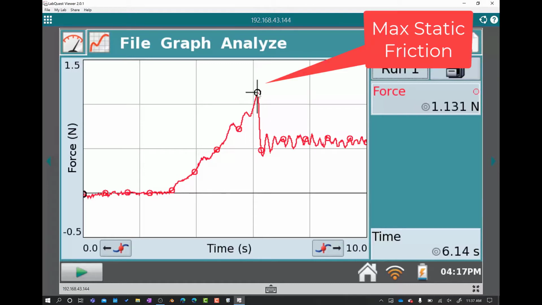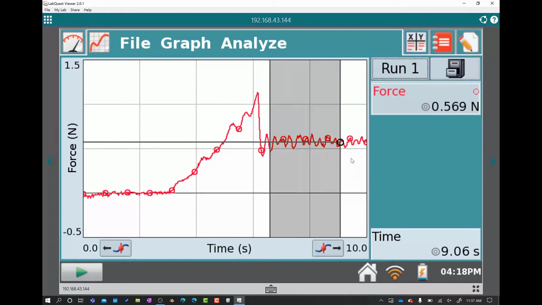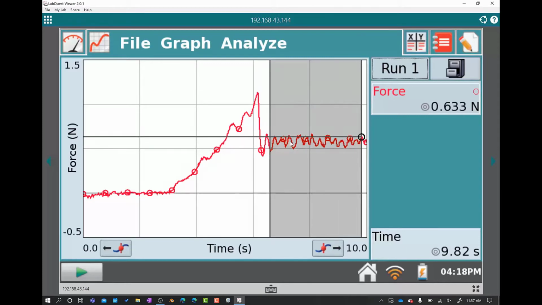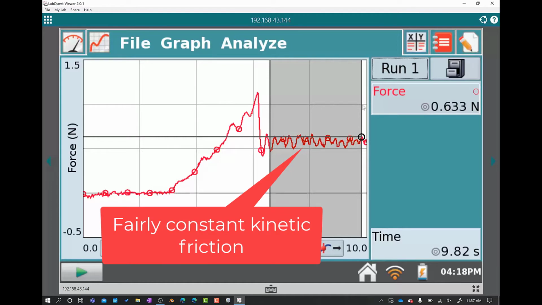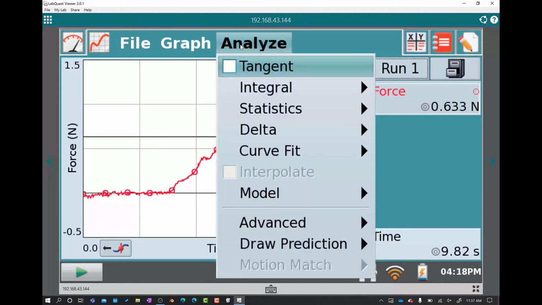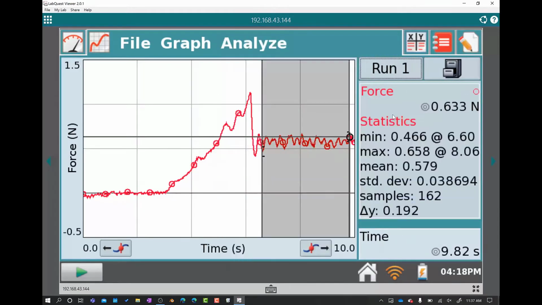Okay, we can see our maximum static friction up there gets broken, and then here's a portion of the graph we can look at. That's the force balancing with the kinetic friction. So we're going to just analyze that force and get the mean or average value. If we balance out a little bit of noise in there for the kinetic friction, there's our mean value, 0.579 newtons. That's the force I pulled on the block with when the block had 200 grams of mass on top of it.